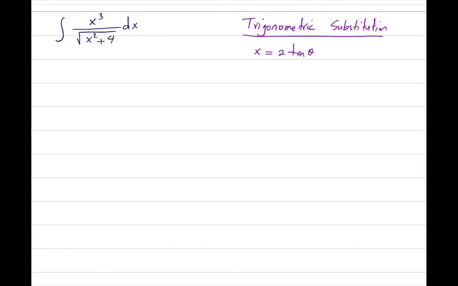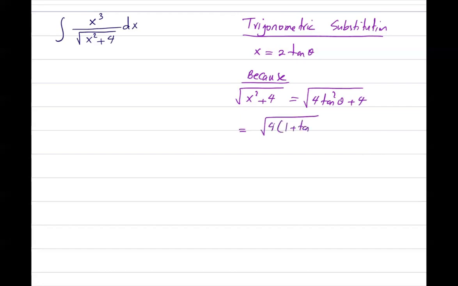Why 2 tangent theta? Because on the denominator, you have square root of x squared plus 4, which, if you raise it to the second power, you get 4 tangent squared of theta plus 4. Then you can factor out 4 and you get 1 plus tangent squared of theta. So you end up with 2 times square root of 1 plus tangent squared of theta, which in turn is secant squared. So you have 2 square root of secant squared of theta, which becomes 2 secant of theta.